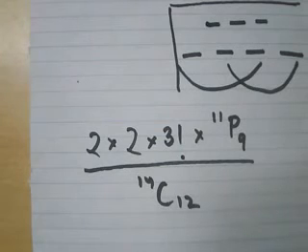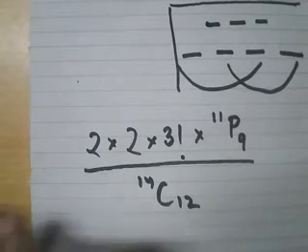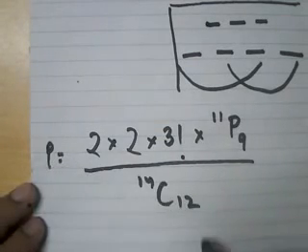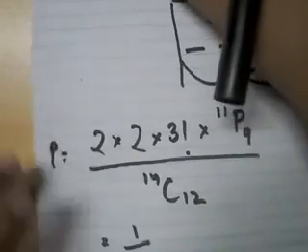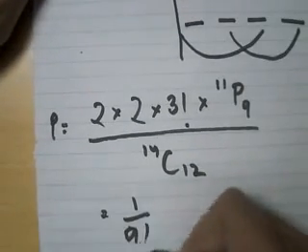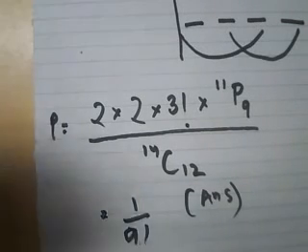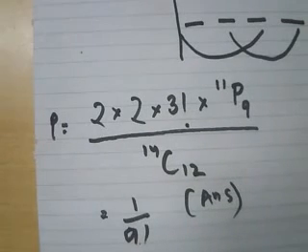And according to the definition of probability, what is the probability of an event? Favorable outcomes by possible outcomes. So this is the required probability. Solving it, we will get 1 by 91, which is the required answer.